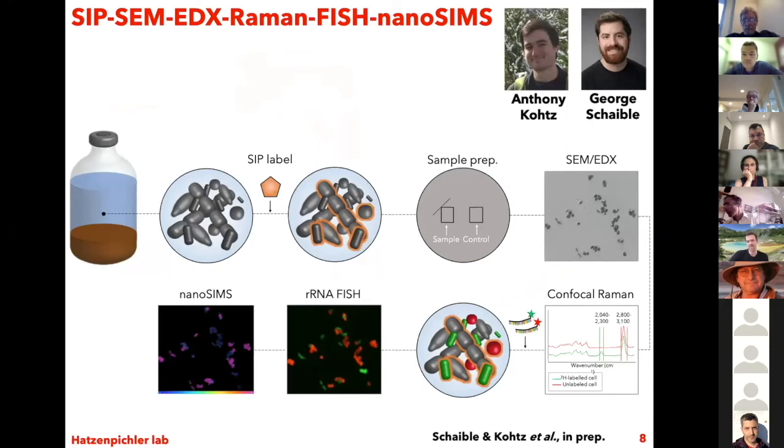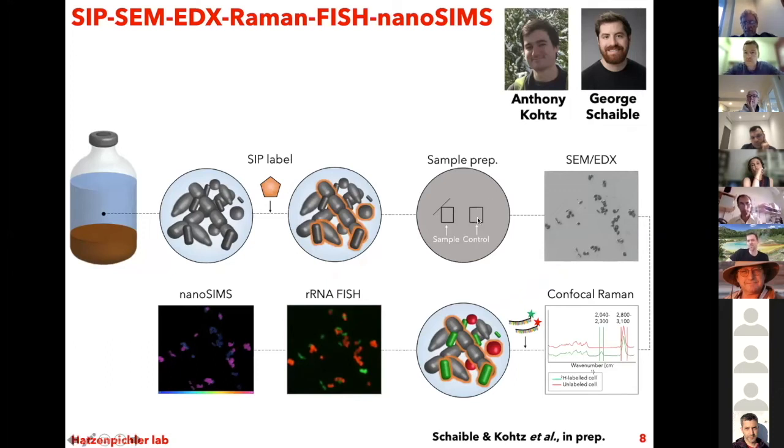And so this was done in a collaborative effort by two fantastic graduate students of mine, Anthony Kotz and George Scheible, that basically came up with this surprisingly comparatively simple protocol where you take a microbial community, you apply your stable isotope label. In this case, we simply did deuterated water labeling as a general proxy for metabolic activity, or anabolic activity, I should say.